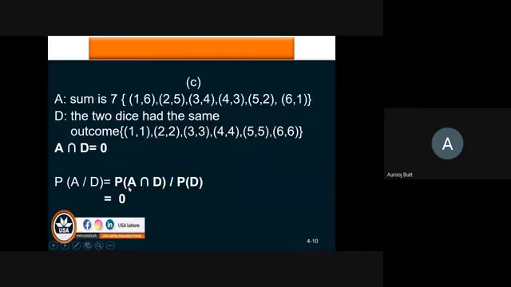Taking the intersection of A and D, we have nothing in common between both of these events. If we have nothing in common, what will the probability be? It is 0. That means it's an impossible event: the probability that the sum is 7 given that the two dice had the same outcome is 0.